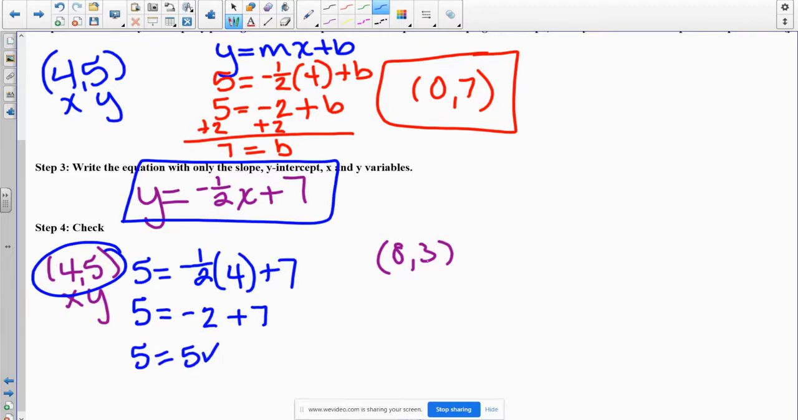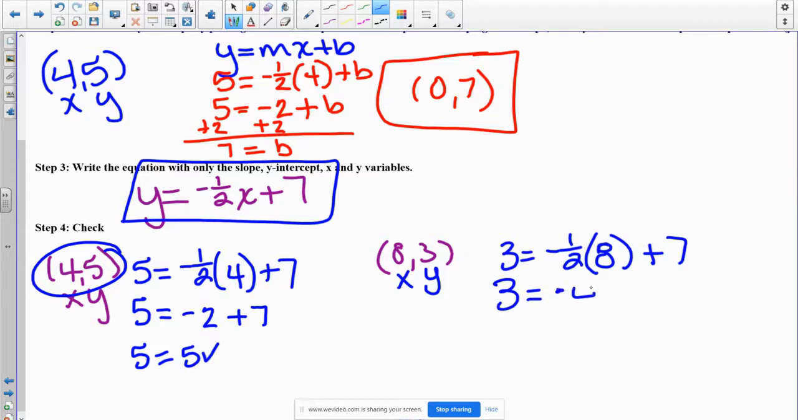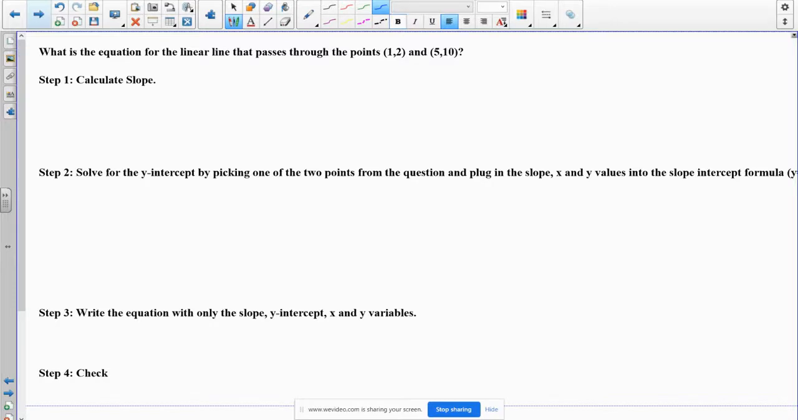Second one, same thing. This time your y is 3, equals negative 1/2 times your x, which is 8, add the 7. So we get negative 1/2 times 8, which is negative 4, plus 7, which is really 3. So I can guarantee you that this is the correct equation because both these points fit on the line. And our last one. This time we're going to do 1, 2, and 5, 10.